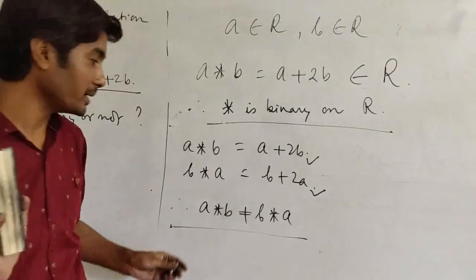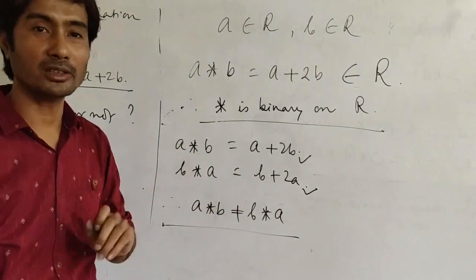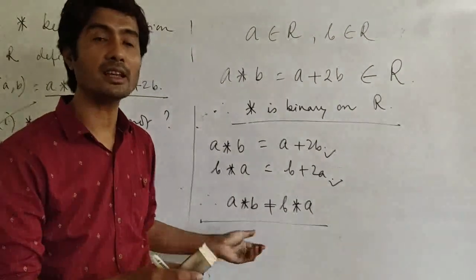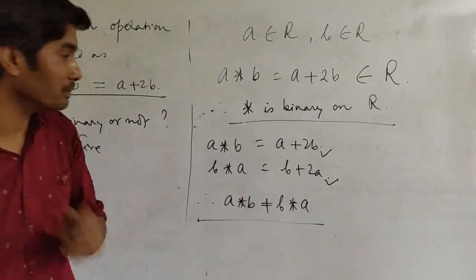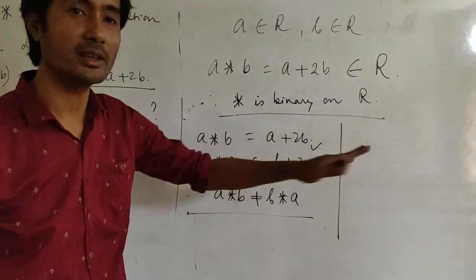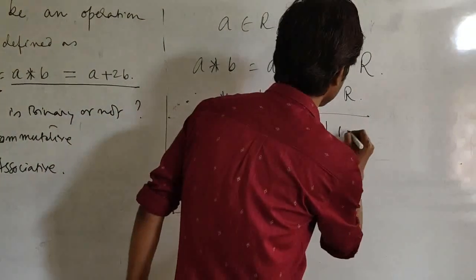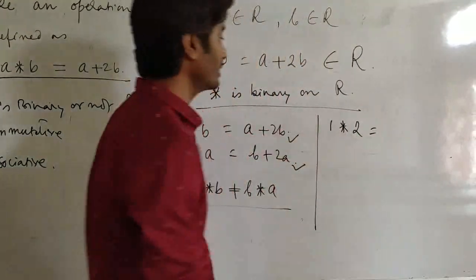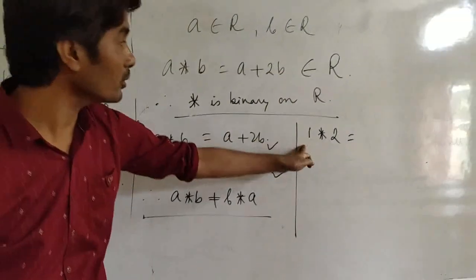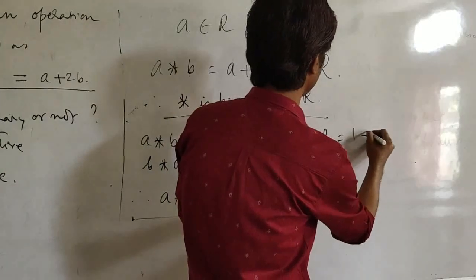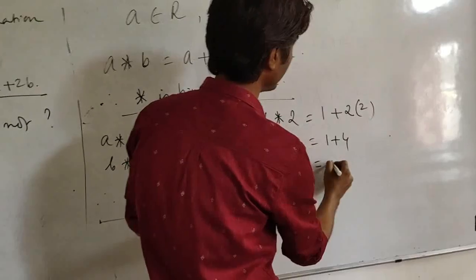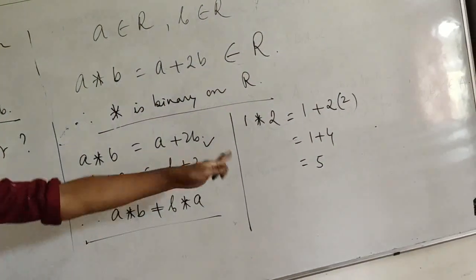But to establish that this is not commutative, you may also give certain examples. Okay, let me give one more example. You may approach in this way or in that way, it's up to you. Suppose 1 star 2. Use this definition: A star B is A plus 2B. Then 1 star 2 is 1 plus 2 into 2, that is 1 plus 4, which is 5.